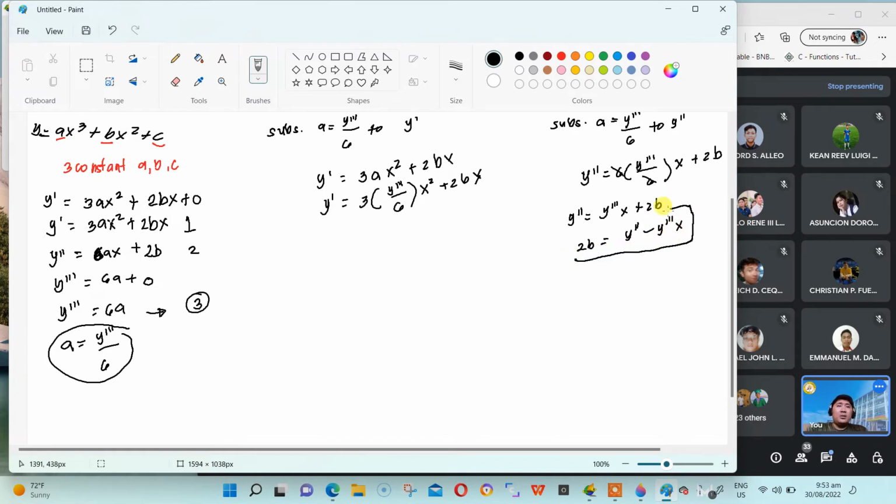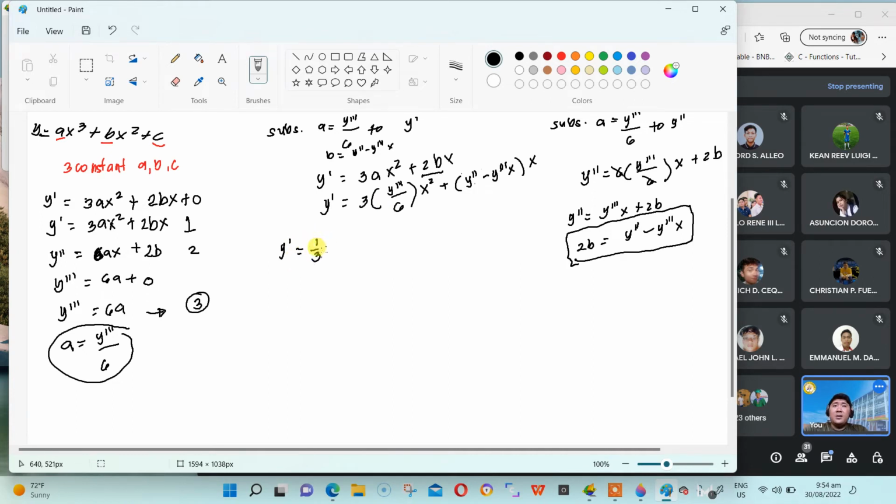Okay, this is our b. Since we already have 2b, we substitute 2b directly so that it is not too long. Substitute a and b, where 2b is y double prime minus y triple prime x. Let's erase this one. So we have 2b, that is y double prime minus y triple prime x, times x. So we could simplify it further.